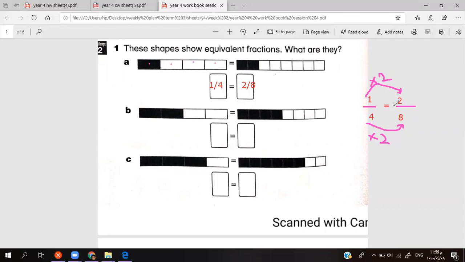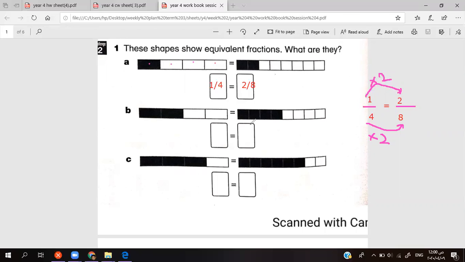Since the answer is right, the quarter is the same as 2 over 8. If I multiply up by 3, I multiply down by 3. If I multiply up by 5, I multiply down by 5. If I multiply down by 10, I multiply up by 10. Okay? Okay, I'm sorry about my voice.